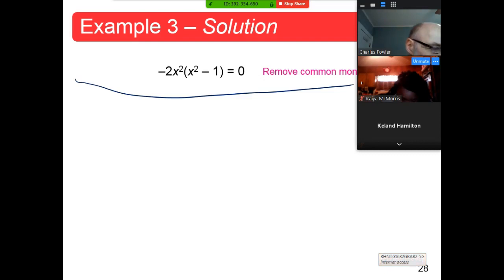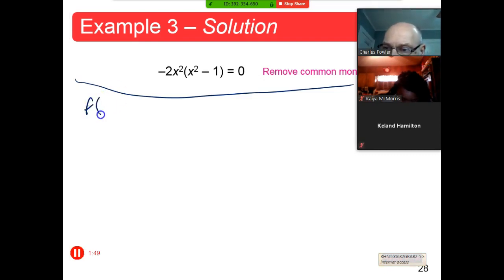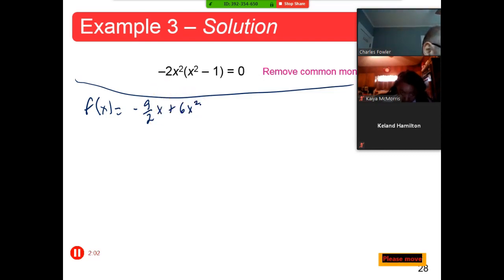All right, so here's example 5. Sketch the graph of this function. F of x is equal to negative 9/2 x plus 6x squared minus 2x cubed. Okay. Now, what the question said, sketch it.